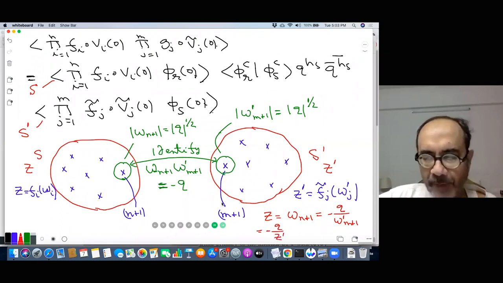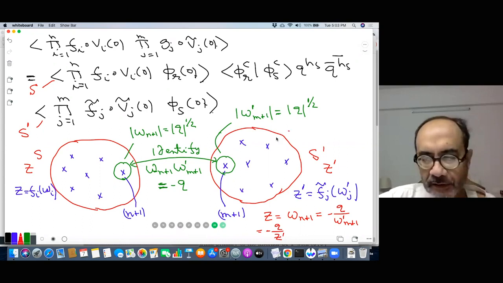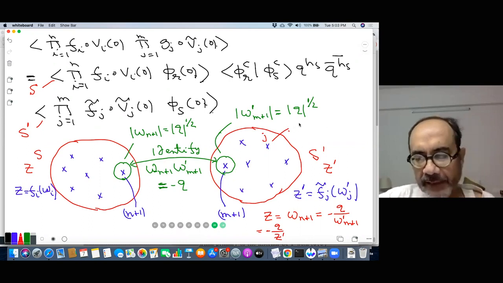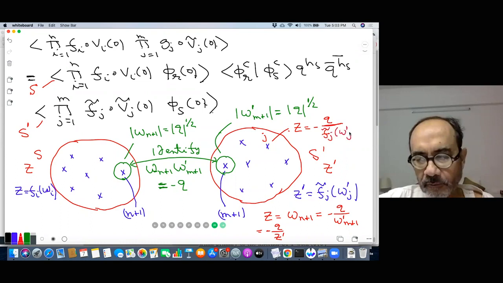So now if we look at the punctures over here, let's take the jth puncture. Here you have the relation that z equals minus q over z prime. But what is z prime near the jth puncture? Z prime near the jth puncture is f tilde j of w prime j. But minus q over f tilde j of w prime j, what is it?